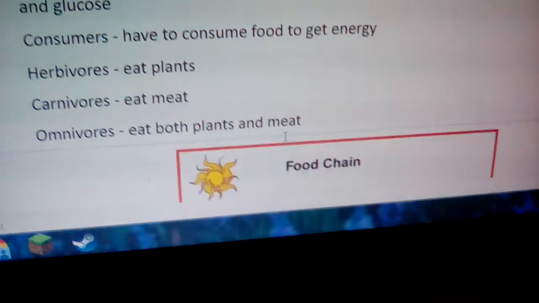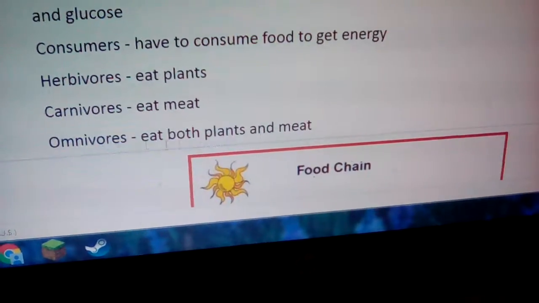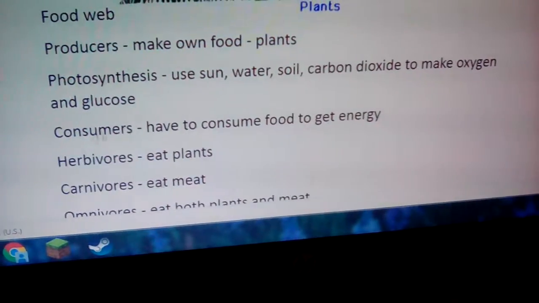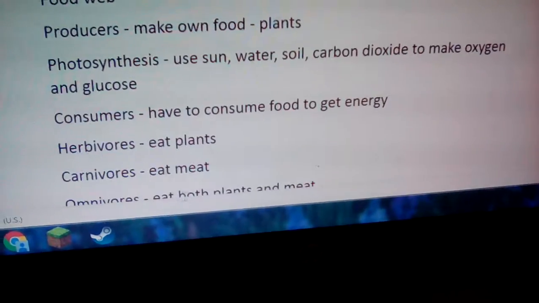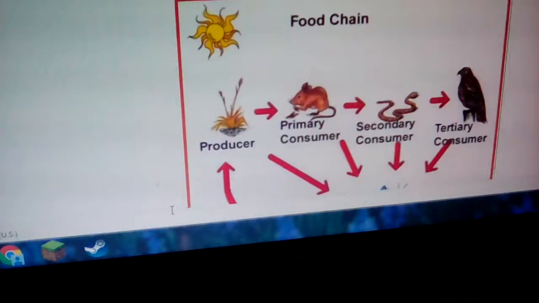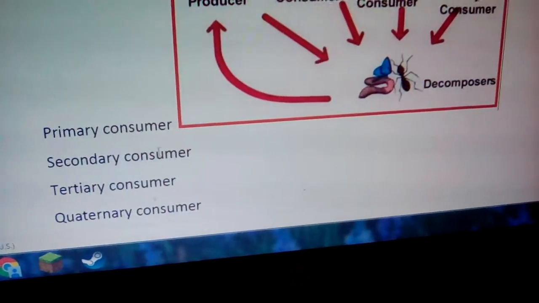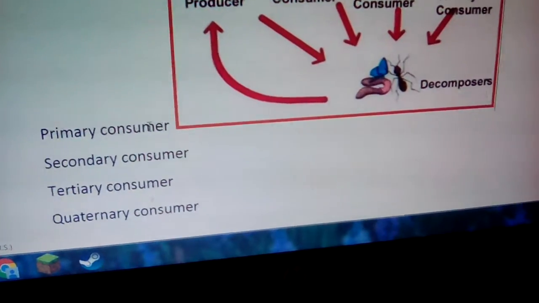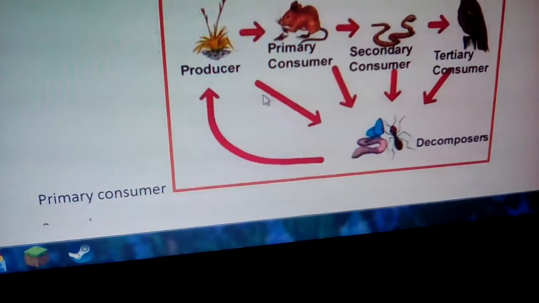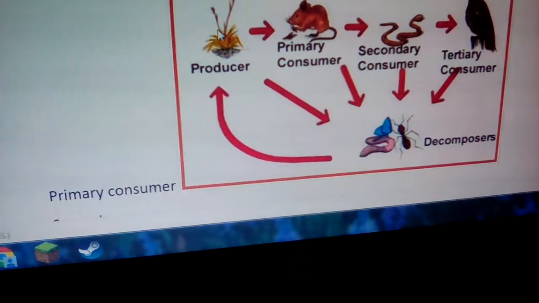So we are omnivores. Those are the three different types of consumers. Now in a food chain, there are consumers that kind of fall into an order. So for example, I have a producer here. I have a grass, right?